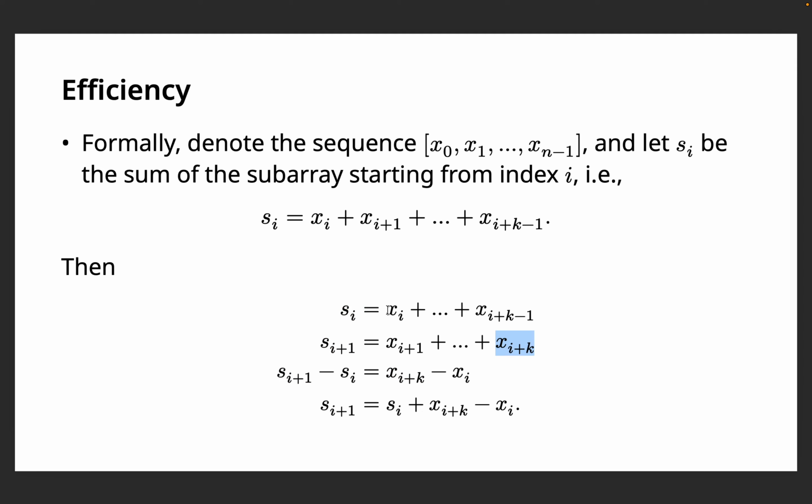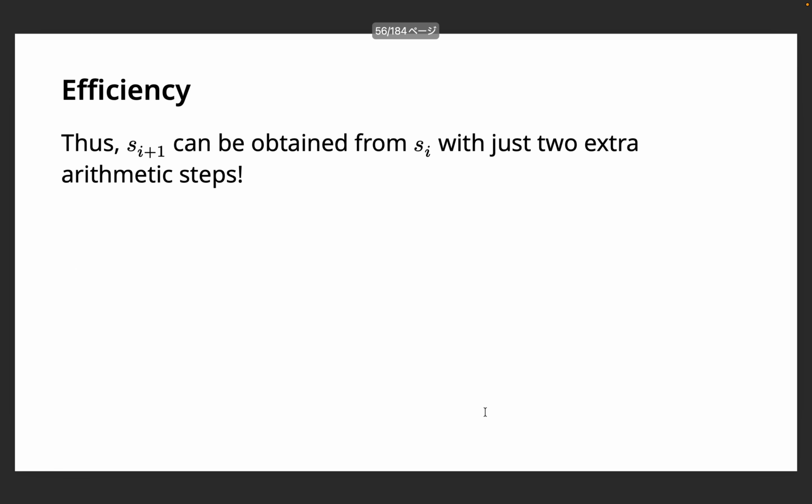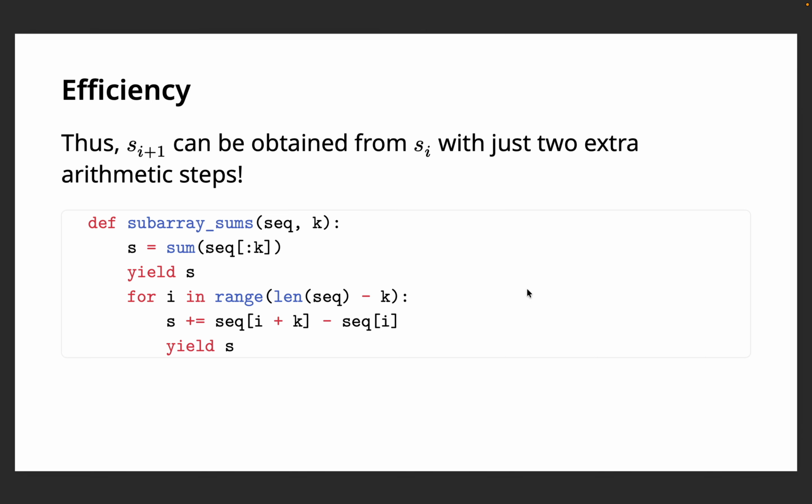So what you'll end up with here is that the difference between these two is just equal to this element minus this element. Because of that, if you add S of i to both sides, you'll have S of i plus 1 is equal to Si plus this. So to get the next subarray sum, you only need to perform a single addition and a single subtraction. That will now give us this solution over here.